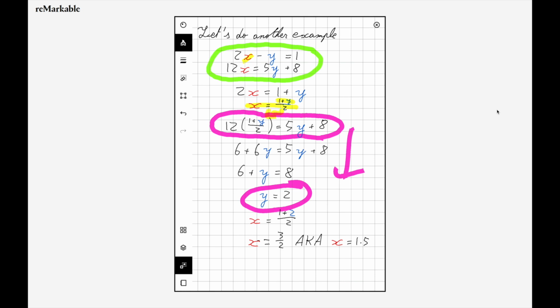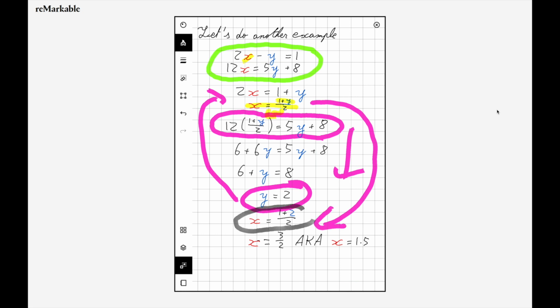Plug our numerical answer into this expression, and we get this right here, which we solve/simplify to x equals 3 over 2, aka 1.5.